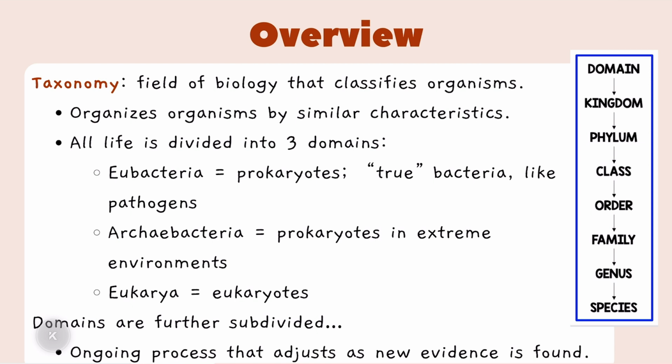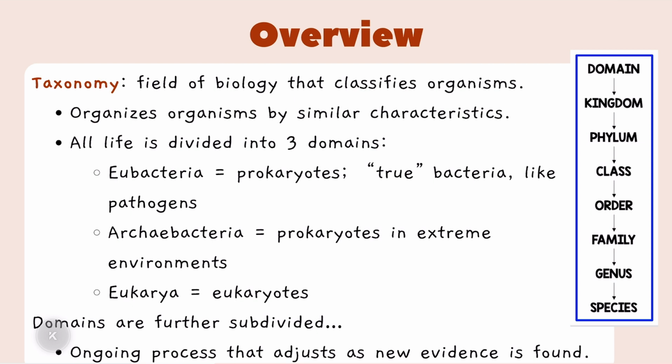All of life we can separate into 3 big broad groups that are called domains. Those domains are eubacteria, archaebacteria, and eukarya. So eubacteria are prokaryotes that are what we consider true bacteria. These are the bacteria that you would typically think about with getting an infection or for gut health in order to help you break down food, etc. Archaebacteria are prokaryotes that live in extreme environments like super salty water or in deep hydrothermal vents or in volcanoes or just somewhere that's kind of outrageous for anything else to live in.